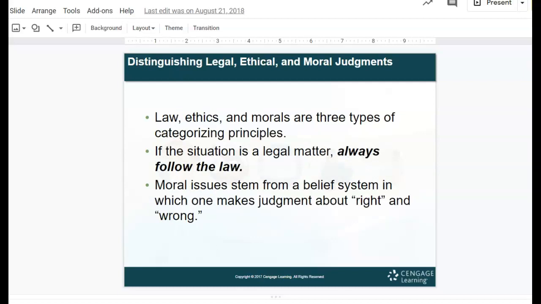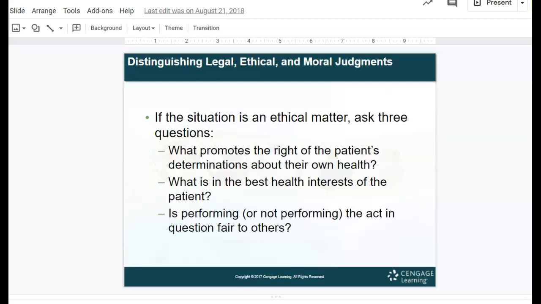So, to distinguish legal, ethical, and moral judgments: the law, ethics, and morals are three types of categorizing principles. If the situation is a legal matter, you always follow the law. If it's a moral issue, and the moral issue stems from a belief system in which one makes judgment about right and wrong, then that's an opinion. It's based on moral beliefs and values. Those are your opinions, and they will differ. That's something that you have to deal with.